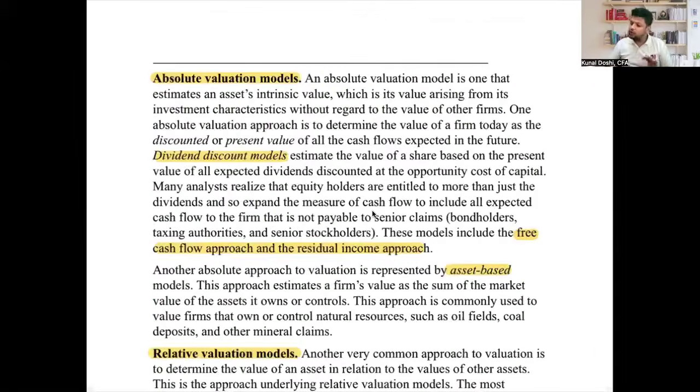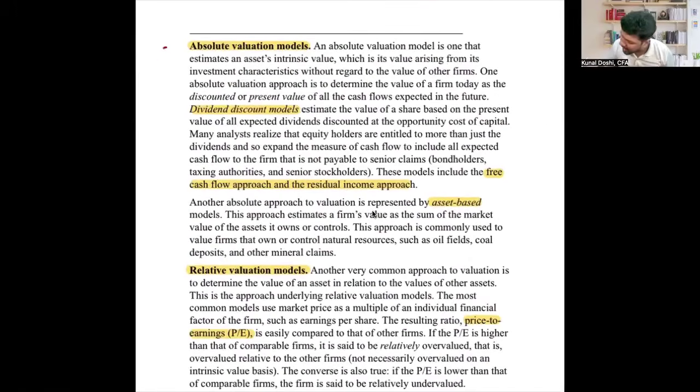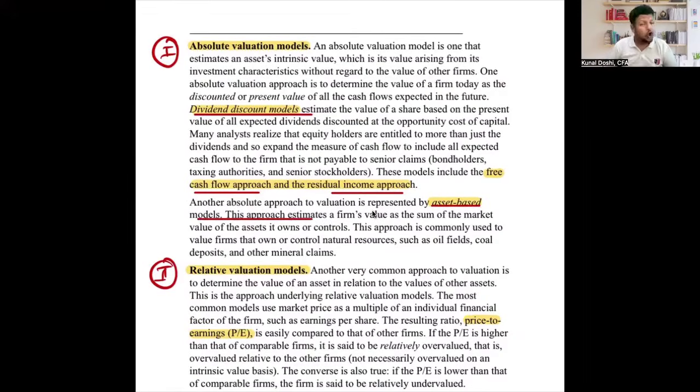Throughout the syllabus, we are going to use two broad models. One is the absolute valuation model and second is the relative valuation model. Absolute valuation models are those which are based on the dividend discount model, free cash flow, and residual income approach. Yes, the third one, which is new, dividend discount model, free cash flow approach, and residual income approach. These three together are your absolute valuation model. However, we will also use the asset-based valuation model, which is generally used for companies which are going to be liquidated. All of these are absolute valuation models, right?